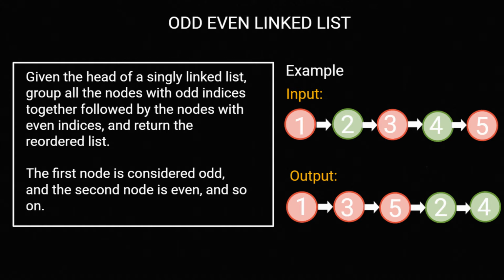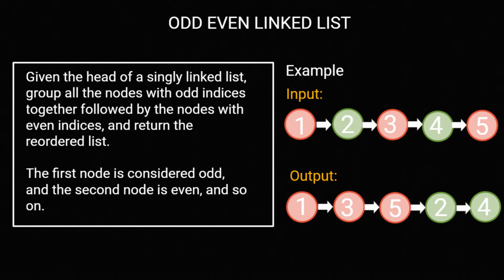Group odd and even indices of a linked list in the order in which they appear. The first node is considered odd, the second node is considered even, and so on. And what we want is to partition these nodes so the odd nodes are pointing to each other in the correct order in which they appear, and the even nodes are doing the same, and join these two partitions together like so.